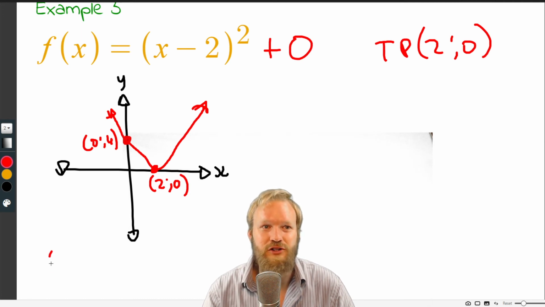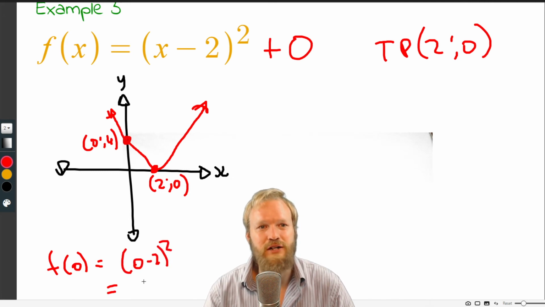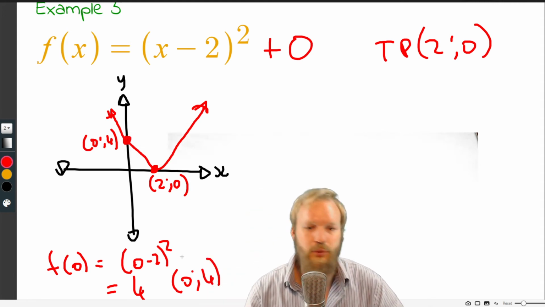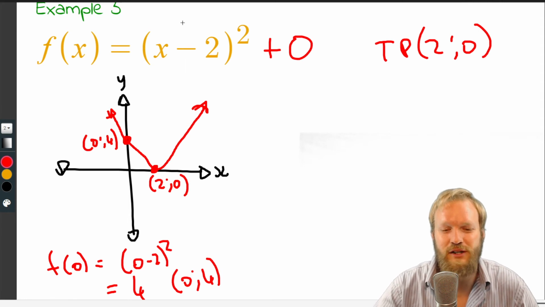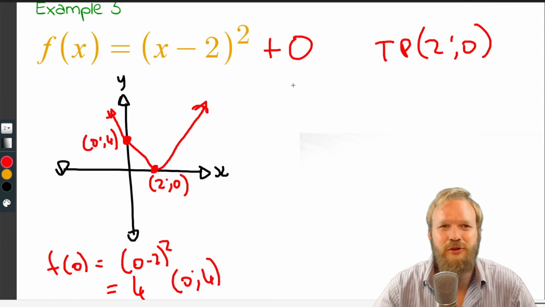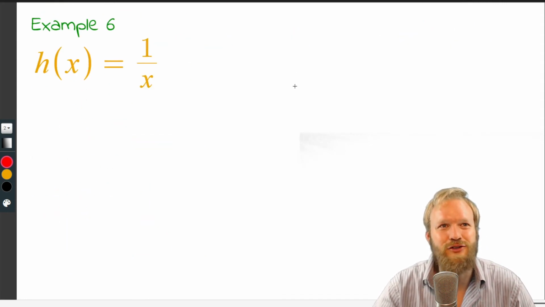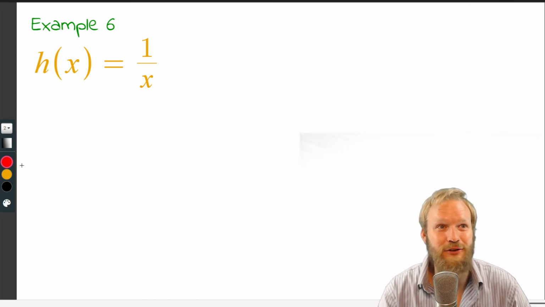For this part, I just put in f of 0 equals 0 minus 2 squared. Minus 2 squared is 4, which gave us our 0, 4 point. Okay, so there we are. Actually a simpler one than the one above. Not too much algebra or anything to work with. And we are flying through this, aren't we?